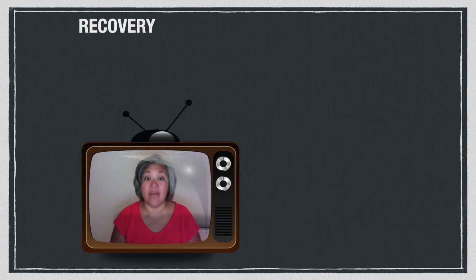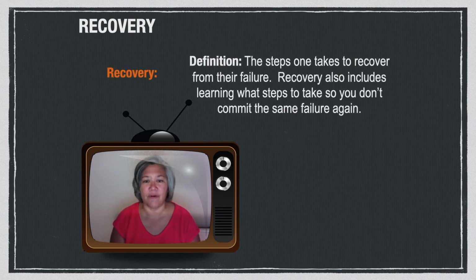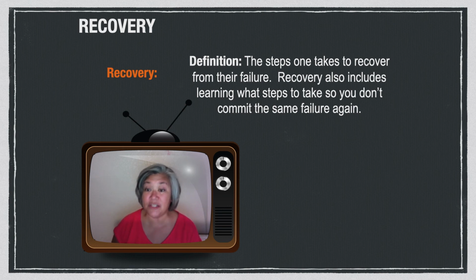Time to get into the meat of the lesson. We're talking about recovery here. The definition for recovery, the steps one takes to recover from their failure. Recovery also includes learning what steps to take so you don't commit the same failure again. The student manual does a great job of putting this together and helping to clarify the information. So we'll have a student read each paragraph on student manual page 17. Now we have 4 paragraphs that need to be read from the student manual, so I will put up the material and someone there will need to read it aloud. You don't need to stop the video for this.